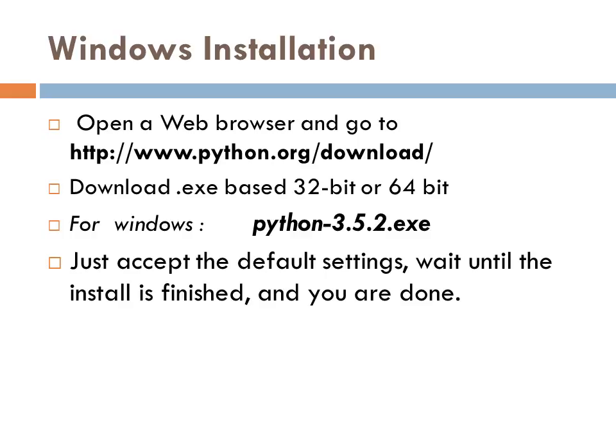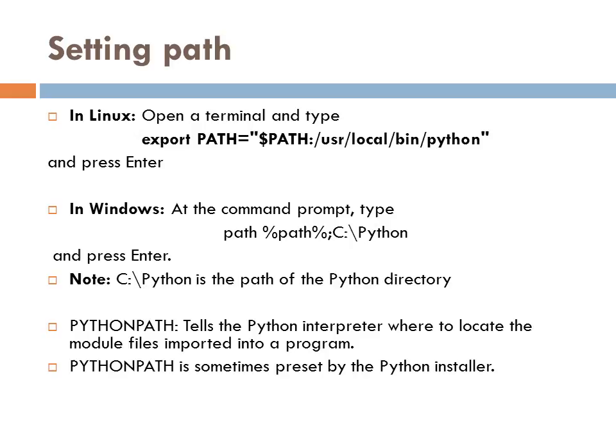Now we will see how to install Python programming in a Windows environment. Download the appropriate .exe file from www.python.org based on whether you have a 32-bit or 64-bit machine. After downloading, double click the .exe file, accept the default settings and continue the installation. After installation is done, you will get an icon on the start menu.